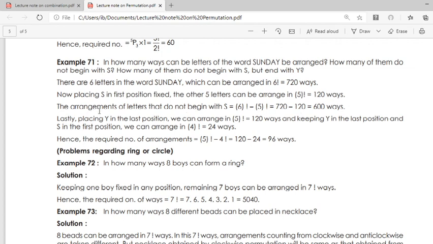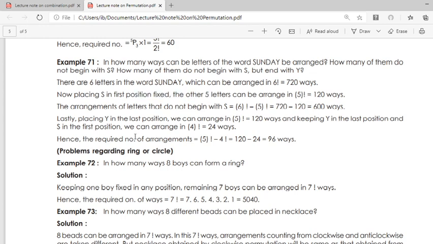Now, the arrangements that do not begin with S will be 6 factorial minus 5 factorial, because you have kept the letter S fixed. Now 720 minus 120. That's how we got 600. Now, let's look at the last part. You have seen the letters of Sunday can be arranged in 720 ways. In how many ways can they be arranged if they do not begin with the letter S? You see that that's 600.